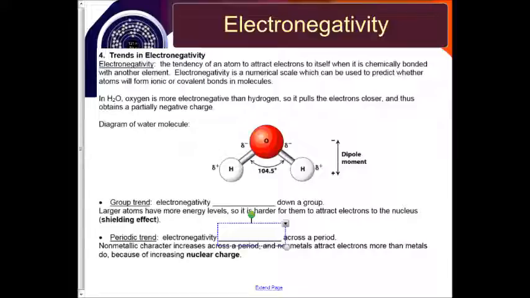Now, as a group trend, electronegativity decreases going down a group. Larger atoms have more energy levels, so it's harder for them to attract electrons to the nucleus. Again, the shielding effect. Now, the periodic trend, electronegativity, will increase going across a period. That is again because of increasing nuclear charge. The more protons there are going across, then the stronger the pull.